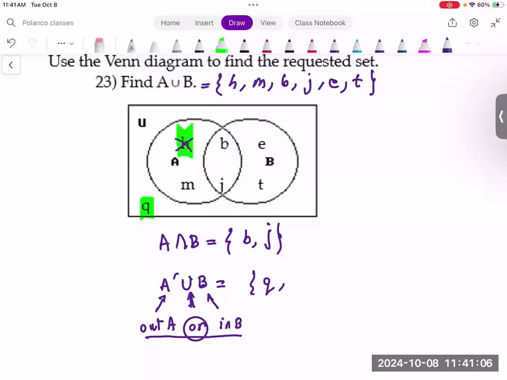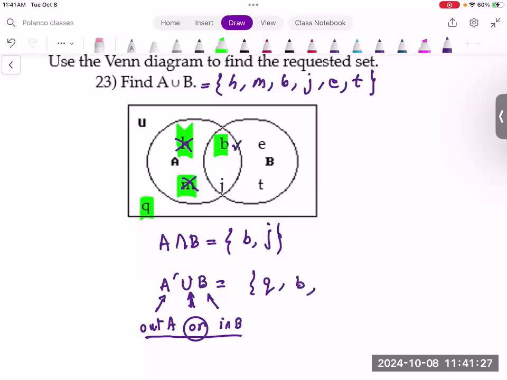The M, it would be the same story. All right, I'm not taking the M. Now let's go to the B. Am I out of A? No. Am I in B? Yes, one of the statements is correct, so I'm taking it. Yeah, this is good.